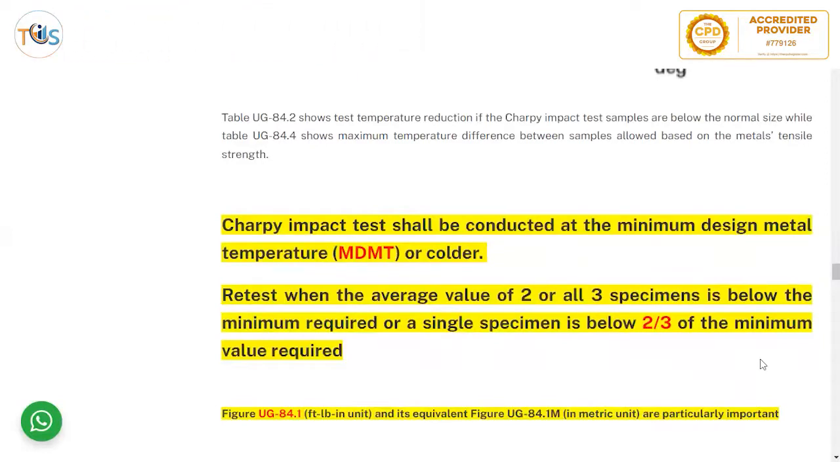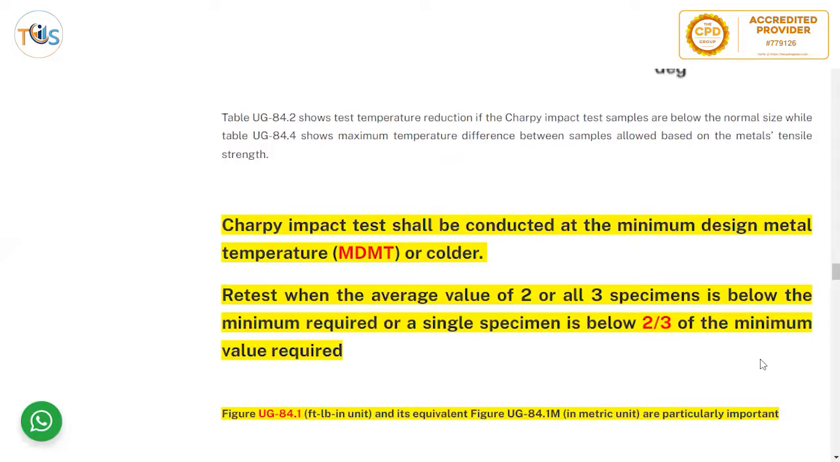And UG-84.4 shows the maximum temperature difference between samples. If you want your test to be valid, it should be within a range. Each set of tests is three specimens. The Charpy impact test shall be conducted at the minimum design metal temperature or colder. Normally, if it is atmospheric, the fluid temperature is not important, it's the ambient temperature.